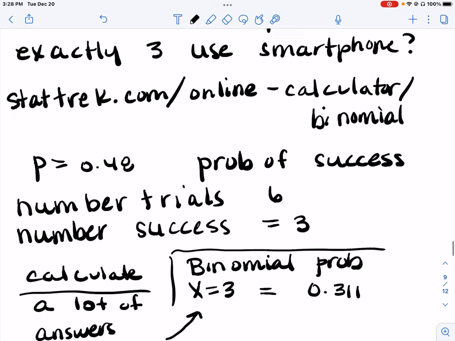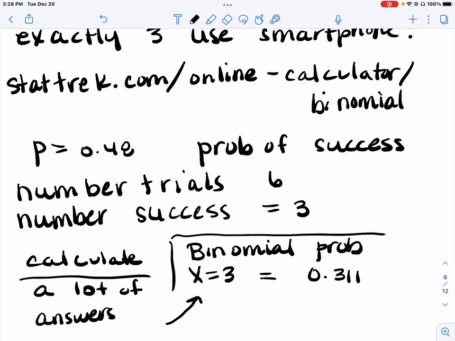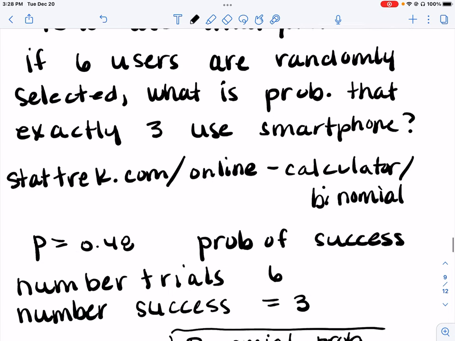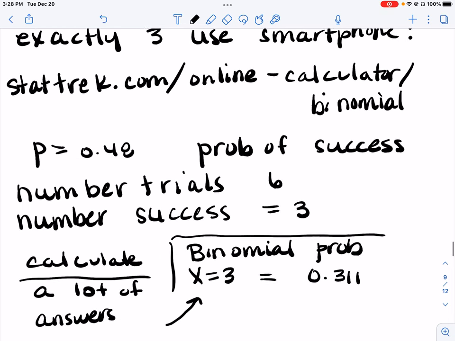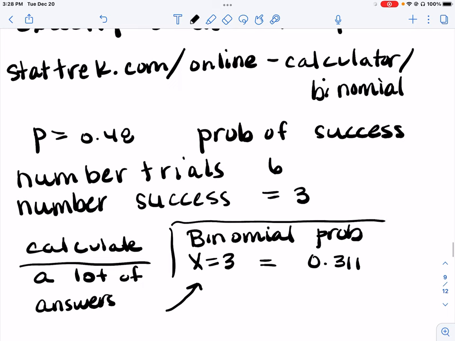What you're going to plug in, the probability of success is 0.48. That's 48% changed to a decimal. The number of trials is the 6 people chosen. The number of successes is 3.